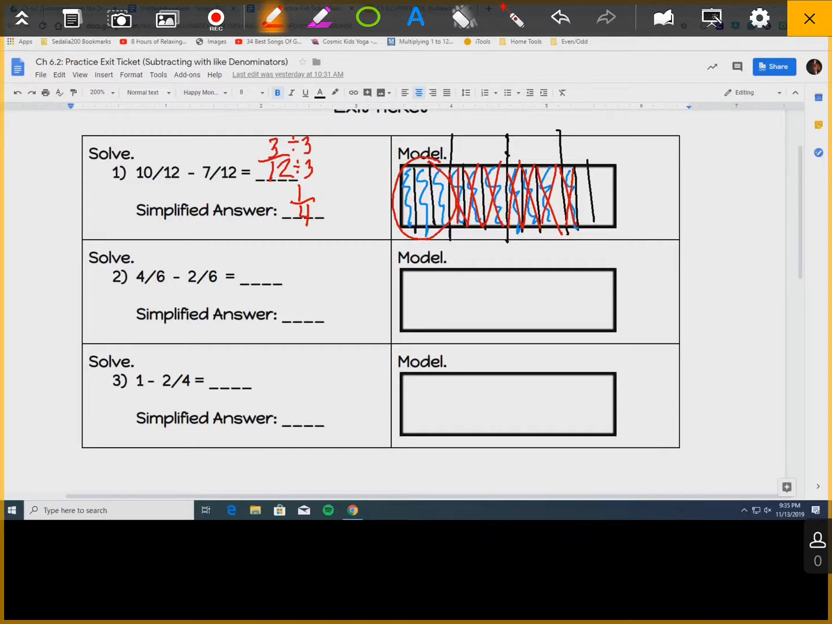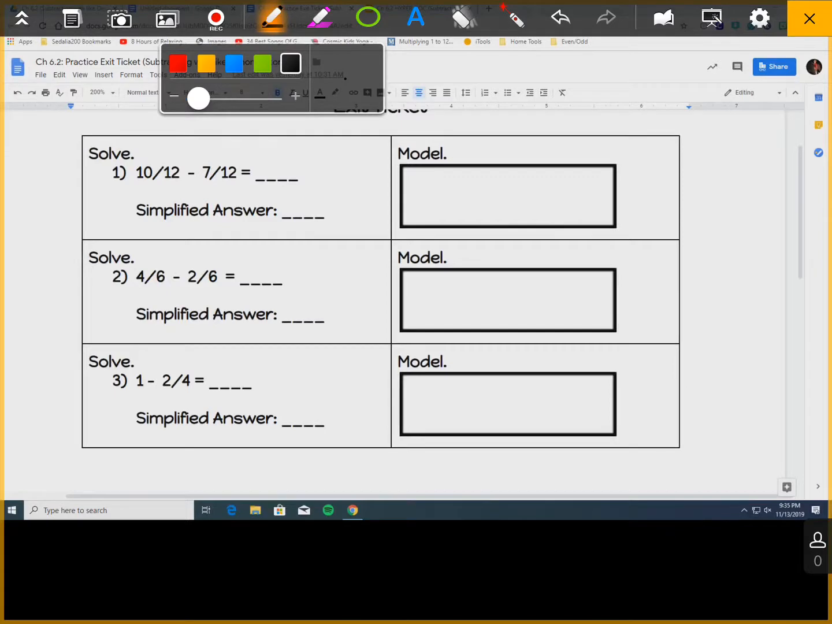Again, I decided to divide by 3 because both the numerator and the denominator are multiples of 3, but also I'm grouping 3 pieces together, and that's giving me fourths, and I have one of those 4 groups remaining. Let's go ahead and take a look at number 2.